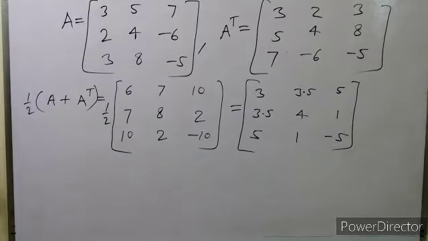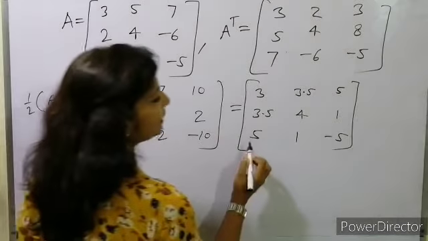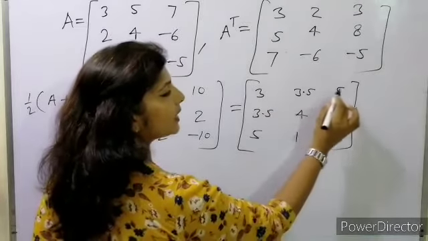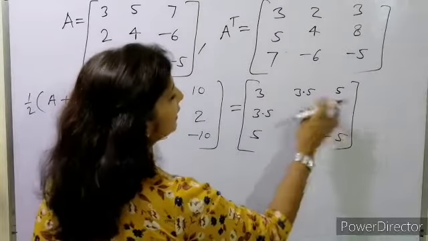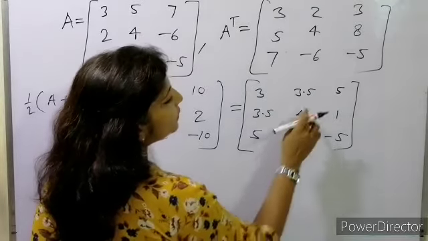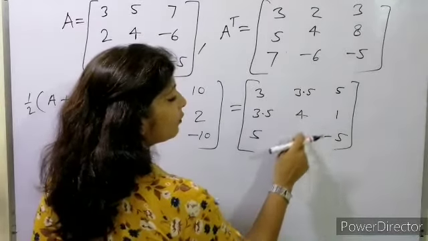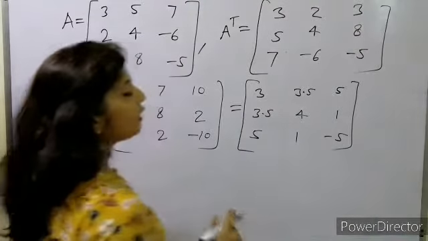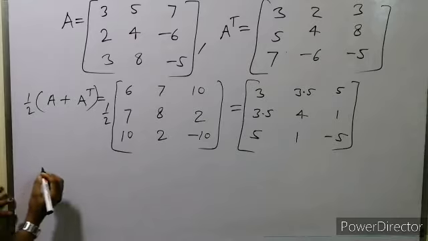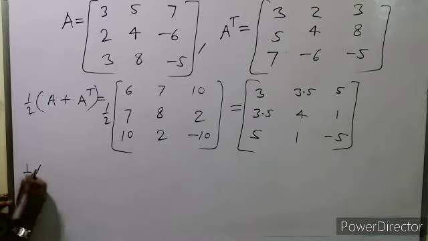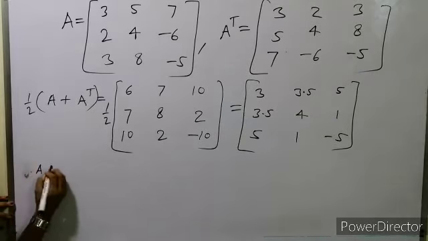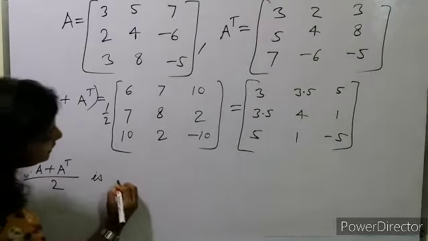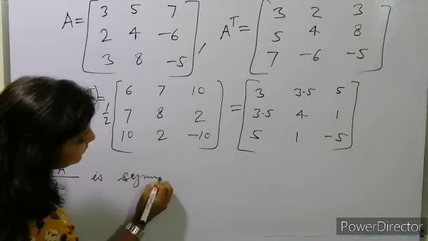Now can you see this? The row wise जो values हैं, वही column wise भी हैं. 3, minus 5, 3, 3.5 and 5. 3, 3.5, 5. 3.5, 4, 1. 5, 1, minus 5. Now this matrix A, so this 1 upon 2, okay, we'll write like this: A plus A transpose divided by 2 is a symmetric matrix.